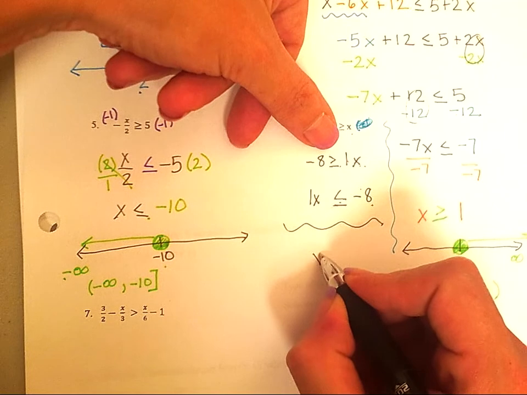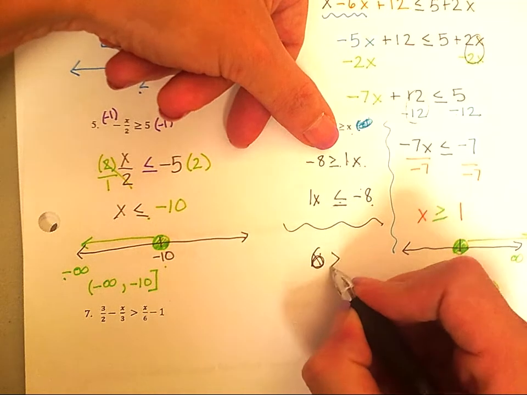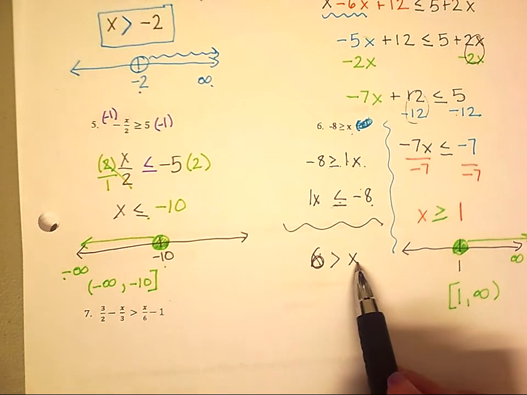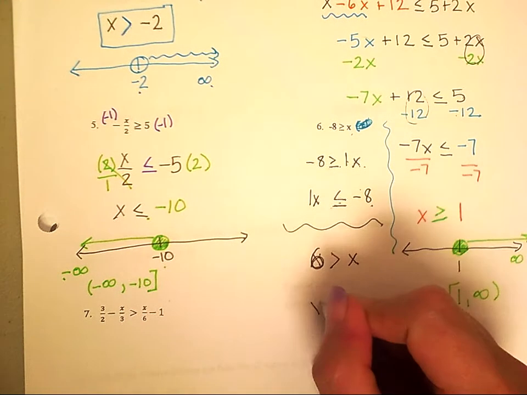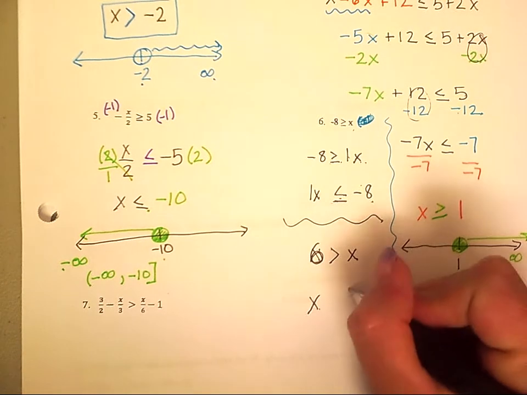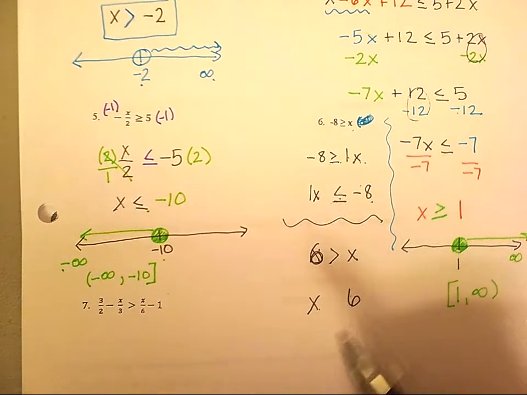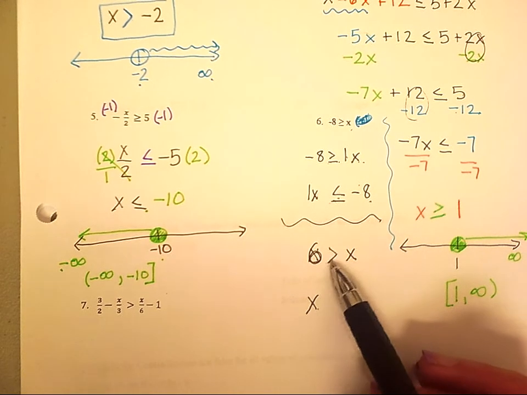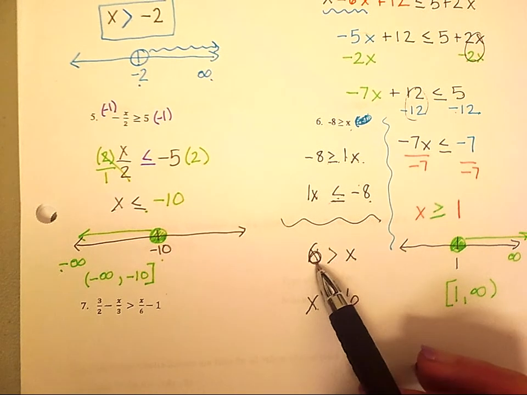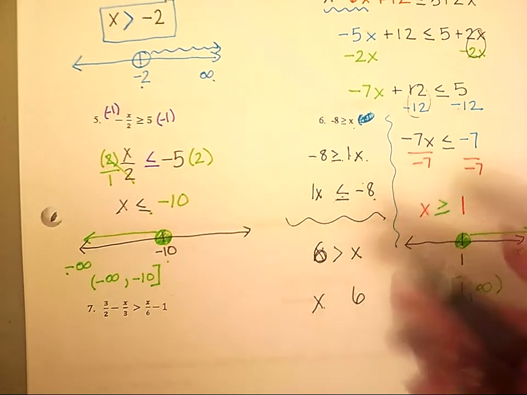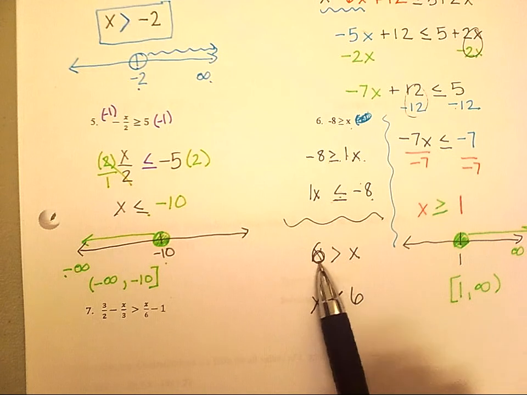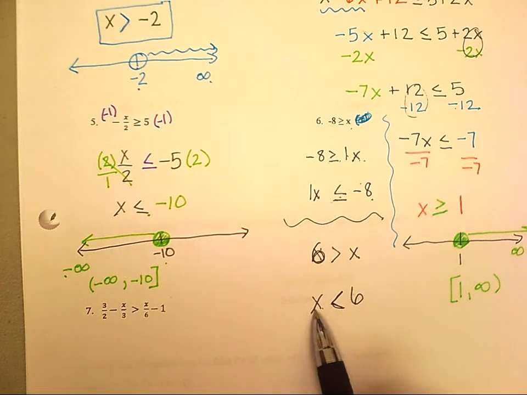Let's try another example. Let's say I have 6 is greater than x. I don't like having the x on the right-hand side. I prefer the x on the left-hand side. So I can rewrite this. Now I'm not multiplying by anything. I'm just going to maintain the inequality. Right now, the inequality is opening towards the 6. So if I do it like this, this is true. If 6 is greater than x, then x is less than 6.